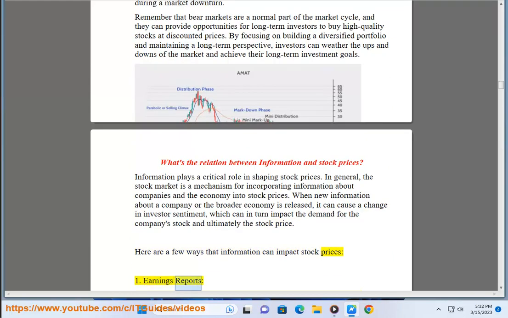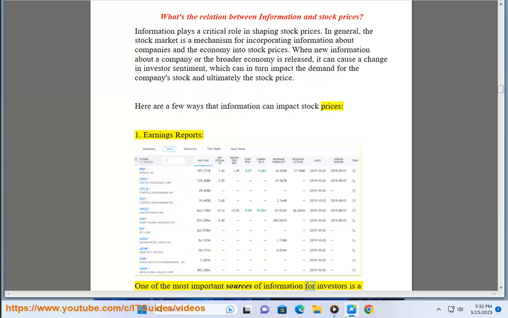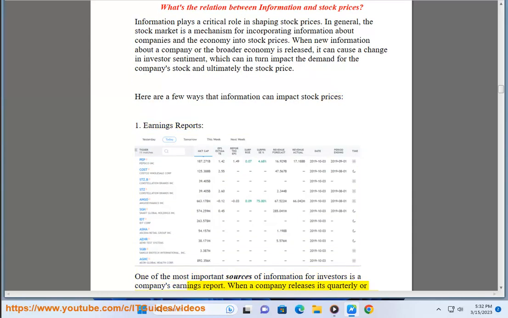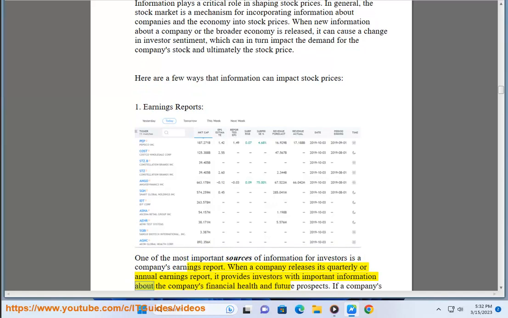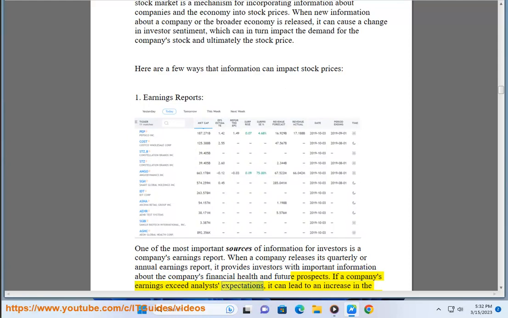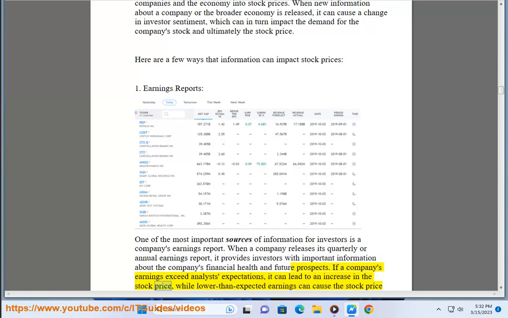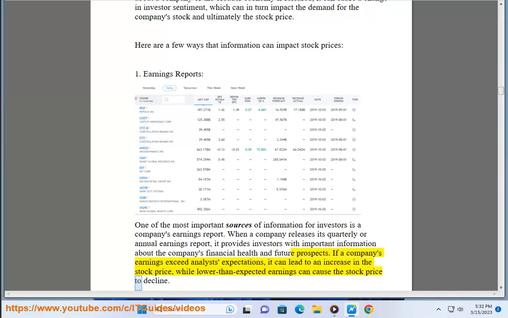1. Earnings reports. One of the most important sources of information for investors is a company's earnings report. When a company releases its quarterly or annual earnings report, it provides investors with important information about the company's financial health and future prospects. If a company's earnings exceed analysts' expectations, it can lead to an increase in the stock price, while lower than expected earnings can cause the stock price to decline.